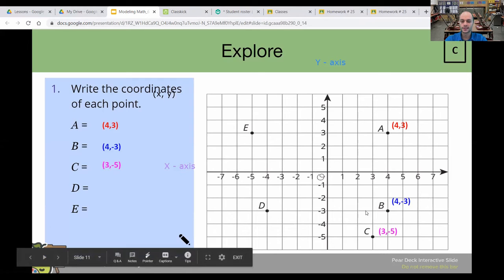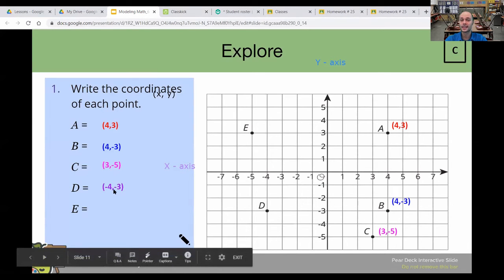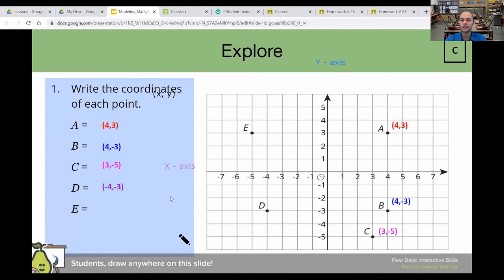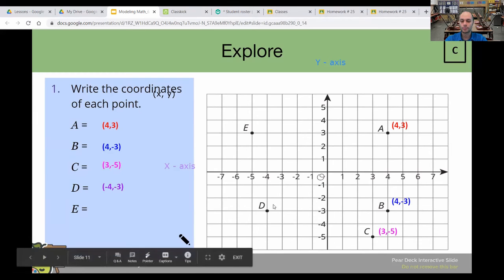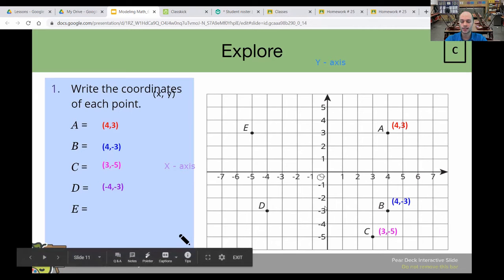Okay, let's move on to point D. Please pause this video and let me know, what are the coordinates of point D? All right, welcome back. If you said the coordinates of point D are (-4, -3), then you are correct. We can see that point D on the x-axis is at -4. And if we go down, we will get to point D, which is at -3 on the y-axis. Good work. Let's label that as well.